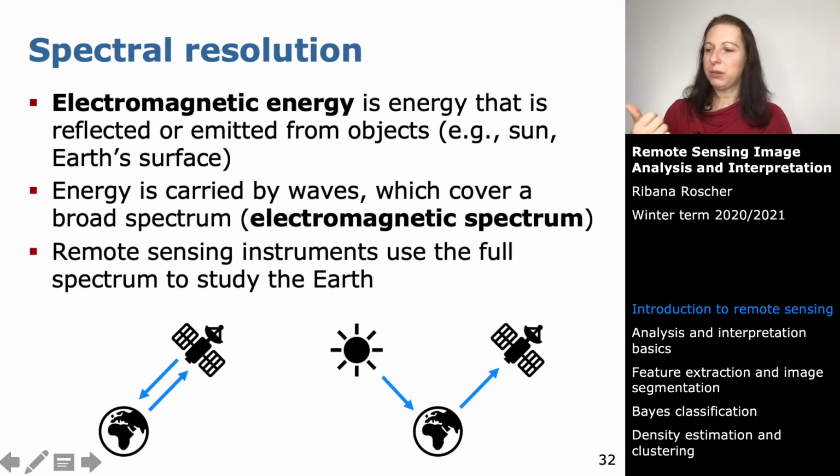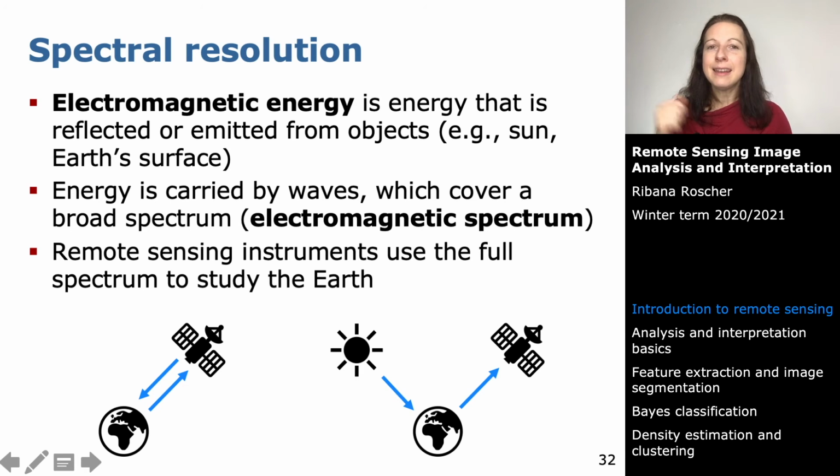So after talking about the spatial resolution, the temporal resolution, and the radiometric resolution, I want to talk about the last kind of resolution, which is the spectral resolution. And when we talk about spectral resolution, we need to talk about electromagnetic energy. Electromagnetic energy is energy that is reflected or emitted from objects. And these objects can be, for example, the sun or the Earth's surface. And this energy is carried by waves. And these waves cover a broad spectrum, which is called the electromagnetic spectrum. I'm sure you already heard about it somewhere.